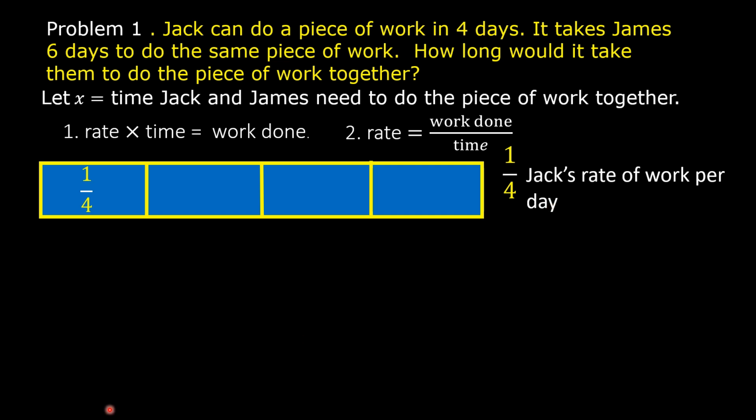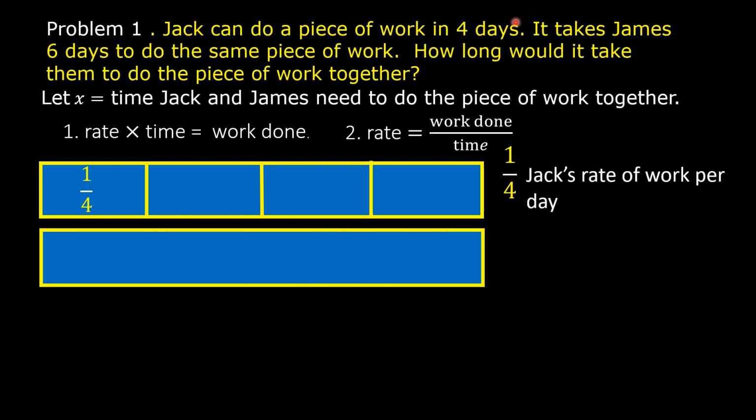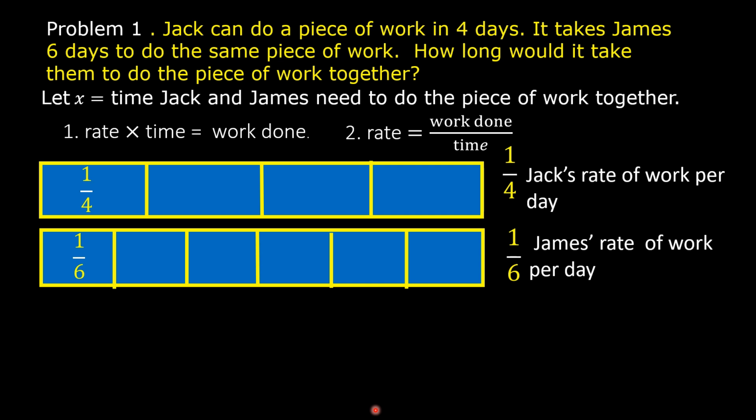Let us go to James. James needs 6 days to do the same piece of work. So we divide the rectangle into 6 parts. Each part is equal to 1/6. So 1/6 is James' rate of work per day. If the rate of work of James is 1/6 times 6 is equal to 1, meaning after 6 days, James is able to complete the piece of work.